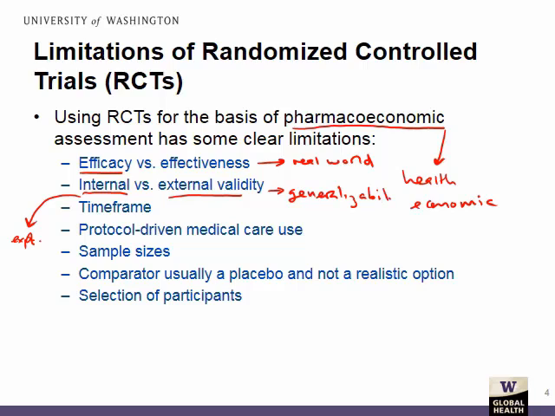And this is what you're looking for: how an intervention affects outcomes in real populations. The time frame for trials is usually short, and the medical use is usually protocol driven, and it's not quote unquote organic. It's not as it would be in real life. Trial sample sizes are usually smaller, and you're usually comparing to a placebo and not to a realistic option. And usually we want to compare to standard of care if we have policy applications or even clinical applications.